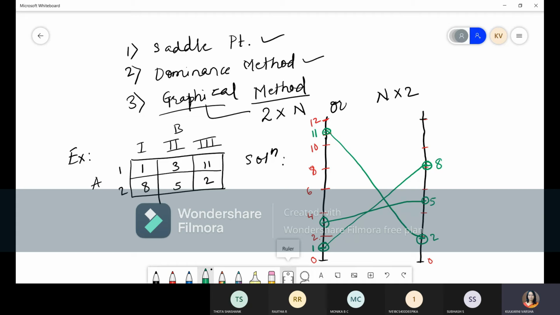Now you can see that so many intersections have happened with these 3 lines, right? So within these 3 lines, the lower half is nothing but from this point. It is from here up to this, then this, and then from here to here. This is the lower half of this particular graph. So let us mark this lower half of the graph.